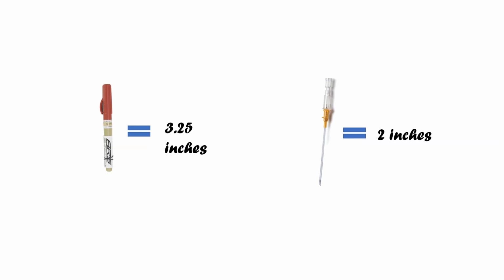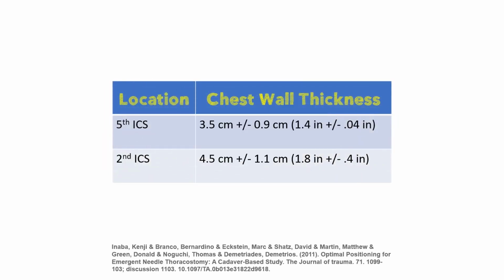So basically, for decompressing a patient, we have two options. We can use a very long and a very large bore needle, or we can use our standard 2-inch IV catheter and hope that we reach the pleural space with that. So if you are still using a 2-inch needle and only allowed to stick it in the second intercostal space on the midclavicular line, the vast majority of the time you are not going to be in the chest.